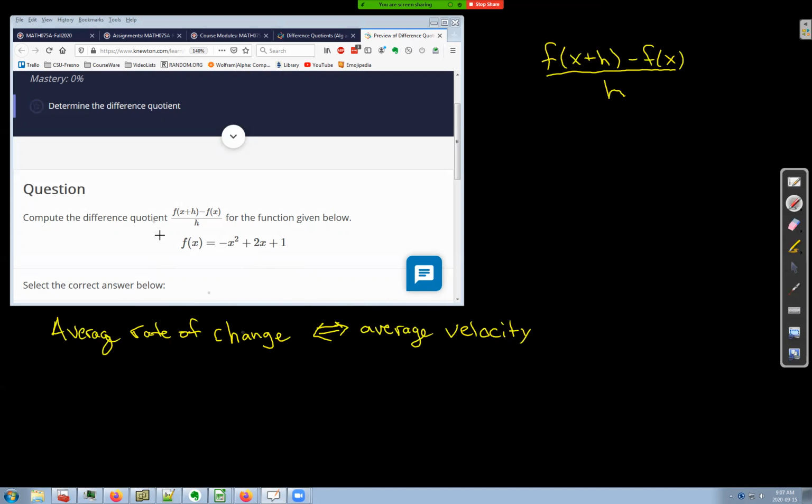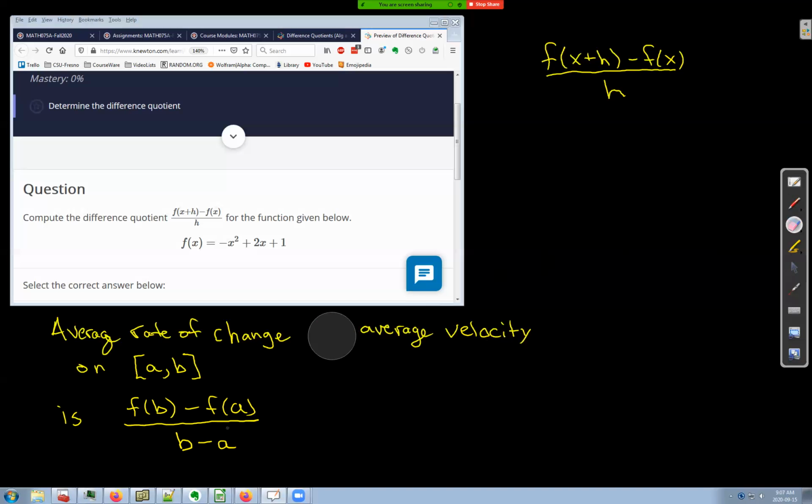So the average rate of change on the interval from A to B is, we know the formula for that: f of B minus f of A, divided by B minus A. That's the average rate of change formula that we know and love. Hopefully at this point you recognize it really well, and you've used it a lot.